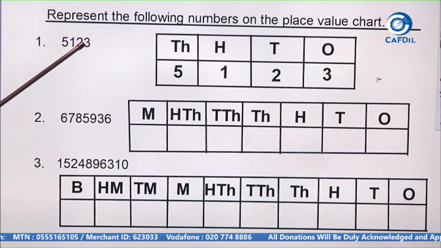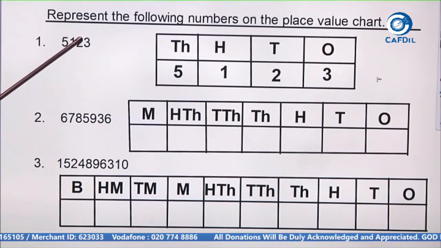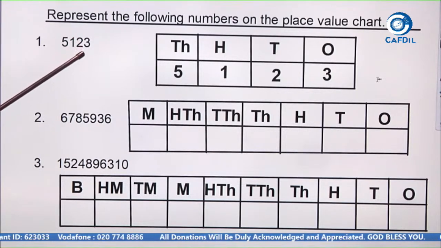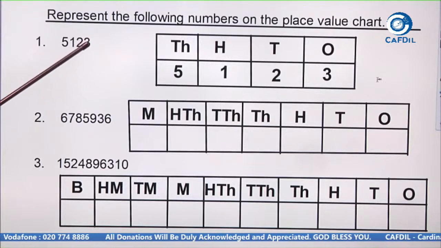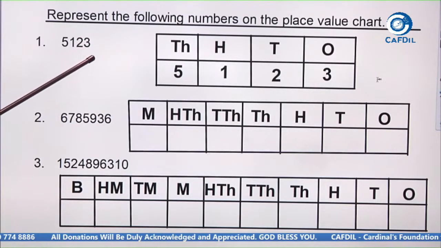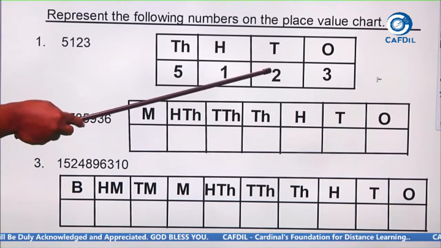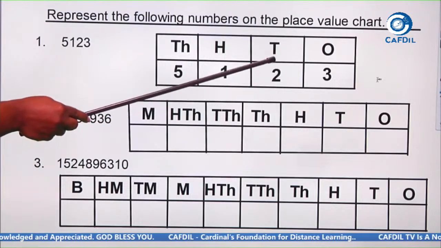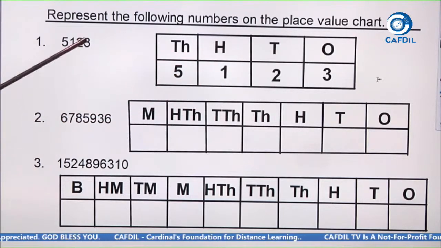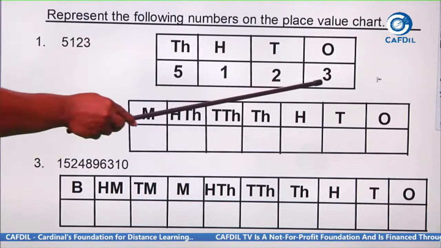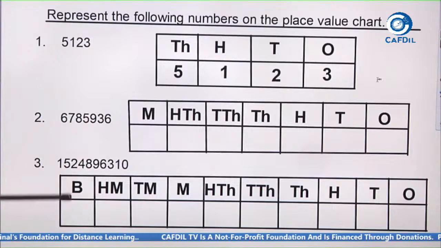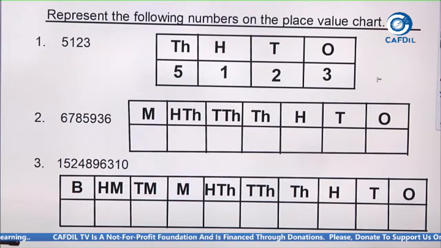Then the next digit, which is 2. When we expand the 2 and assume the 3 to be 0, we'll get 20. And 20 is 2 tens. That is why the 2 is under the tens column. And the last one, which is 3, is for the ones. I hope you are following. Let's move to the next example. You will understand it better.